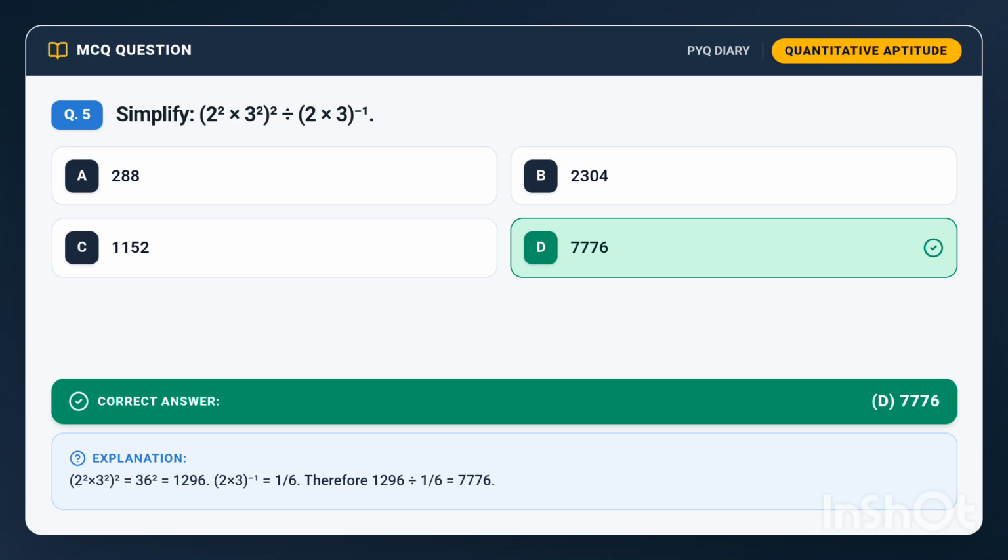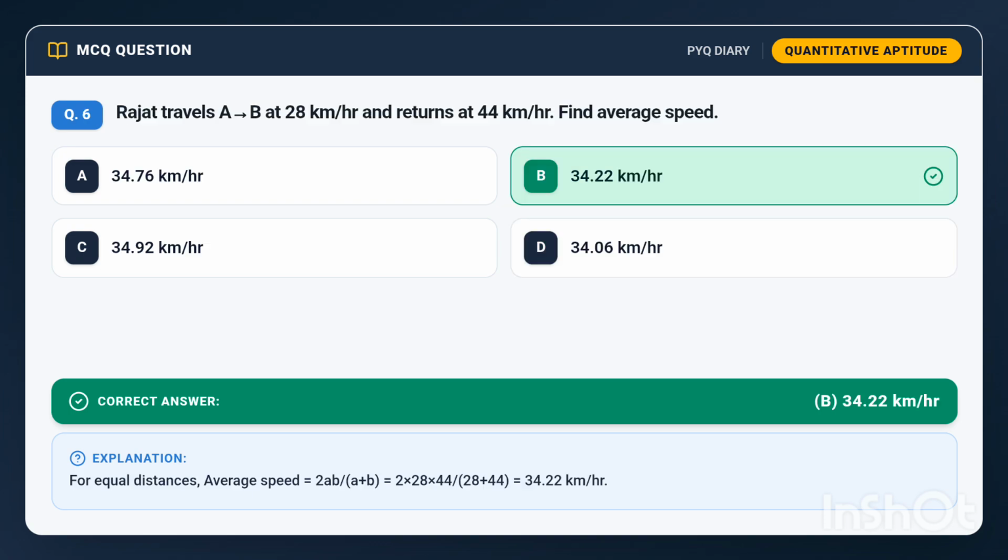First, 2 squared into 3 squared whole squared equals 36 squared, which is 1,296. Next, 2 into 3 to the power minus 1 equals 1 by 6. Therefore, 1,296 divided by 1 by 6 gives 7,776. Question number 6.